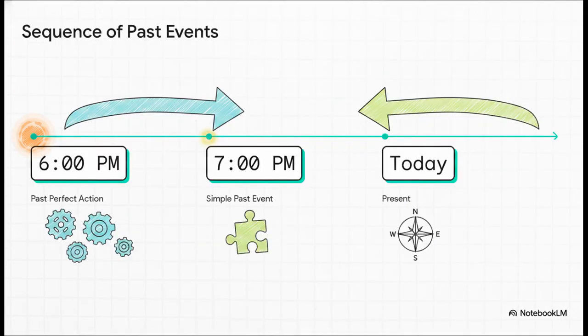Let's map out how this sequence works. Imagine we're looking back from today. At 7 p.m., an event happened. But before that, at 6 p.m., an earlier action was already completed. That 6 p.m. action, that's your past perfect.